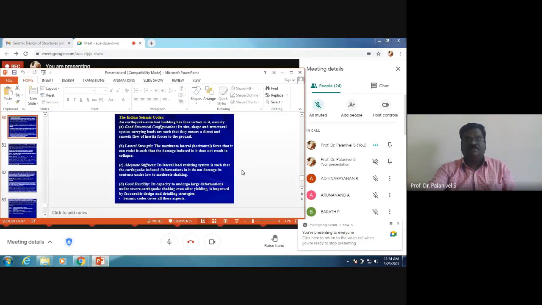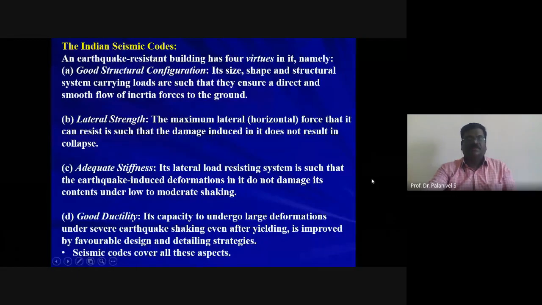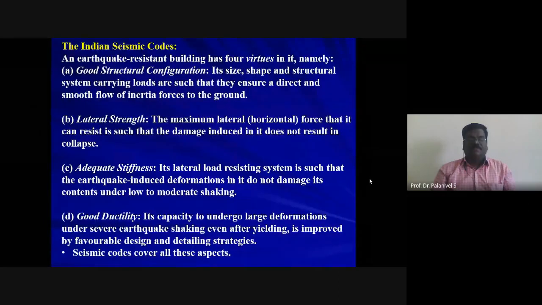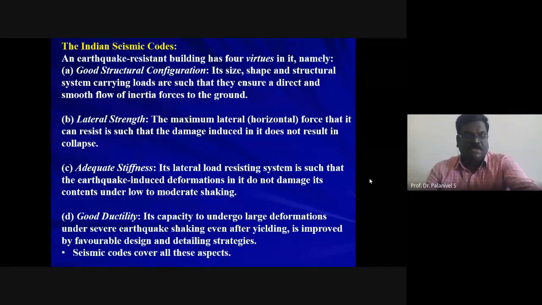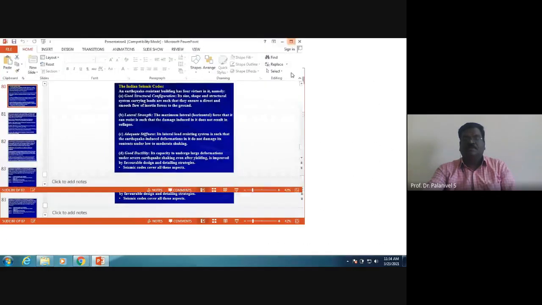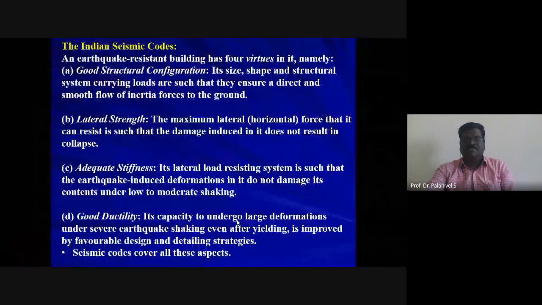This is a PPT. Is the PPT clear? Yes, it's clear. Is it clear to all of you? Yes, sir, it's clear. Does only the PPT alone come, or do other windows come as well? Even if I minimize, the PPT cannot be minimized. It comes full screen.